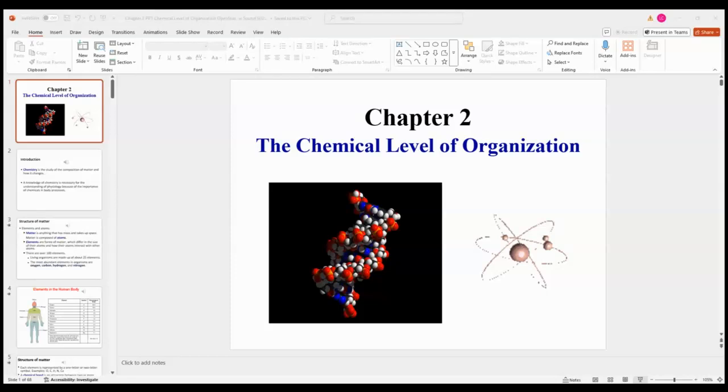But don't worry about that. I'm never going to mention that again. You need to know atomic number and mass number, but don't worry about atomic mass. That just has to do with isotopes. Okay, what else?